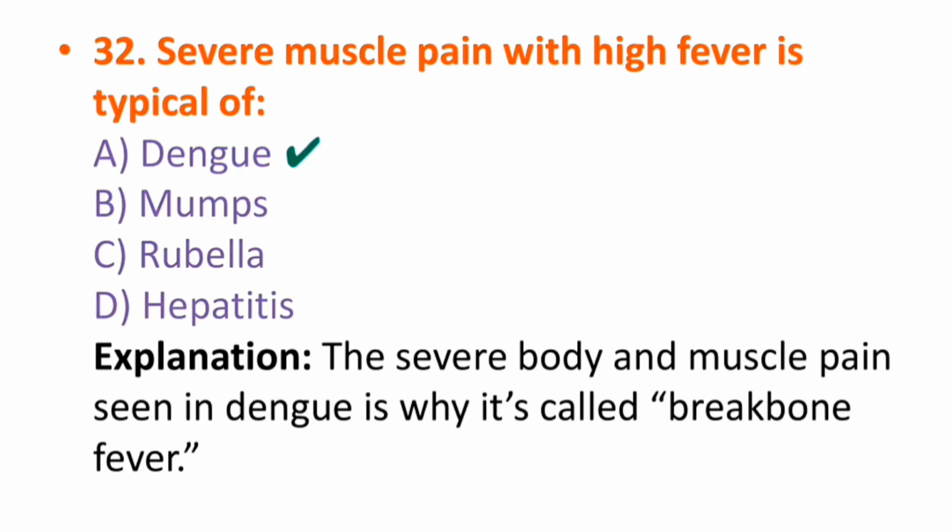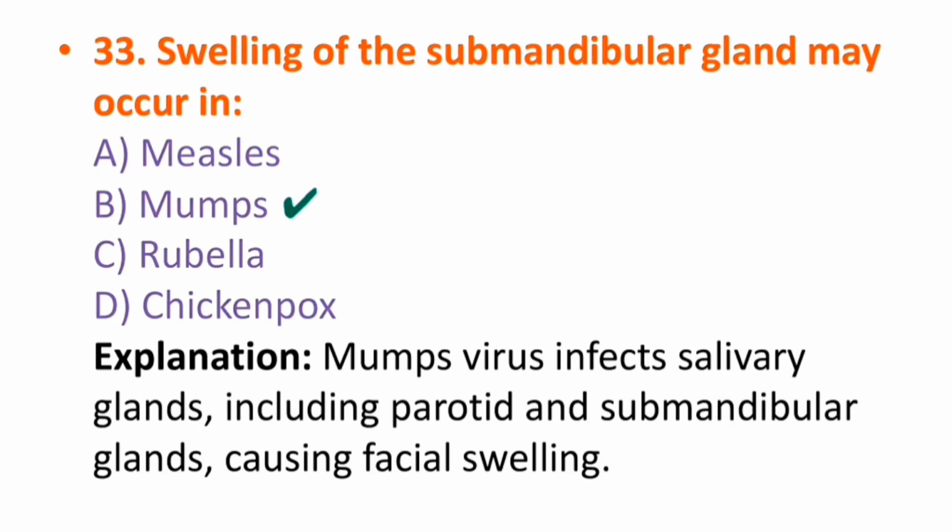Severe muscle pain with high fever is typical of option A dengue, option B mumps, option C rubella, option D hepatitis. The correct answer is option A dengue. The severe body and muscle pain seen in dengue is why it is called breakbone fever.